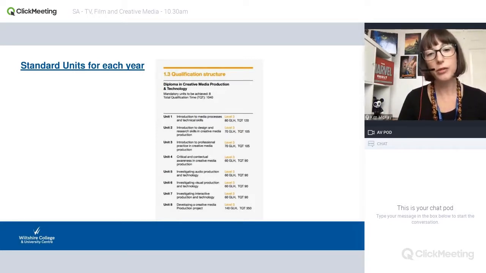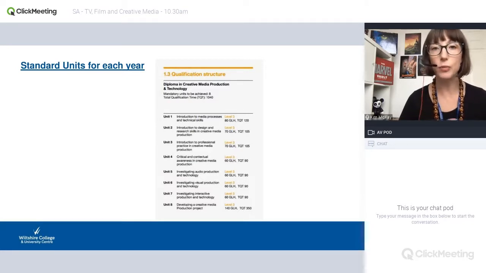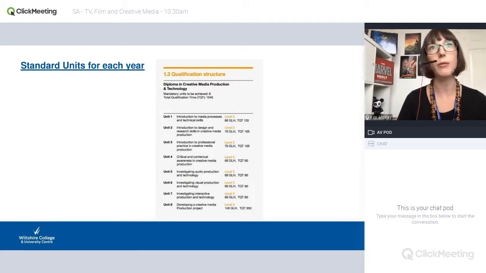So their first units, from 1 to 7, are just purely pass-fail units. There's no other grade awarded from them at all. And the reason for this, like I said, is so that you have this chance to experiment and play and make mistakes without the pressure of worrying about, oh gosh, have I got a pass grade? Have I got a distinction grade?